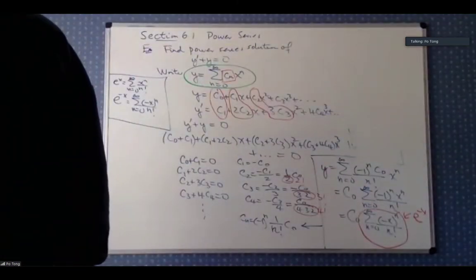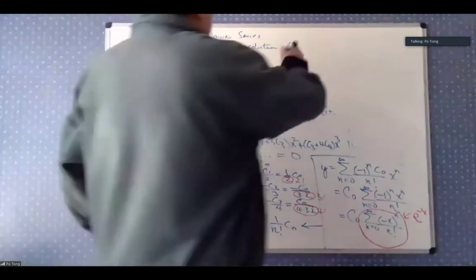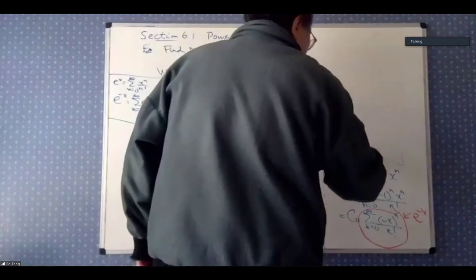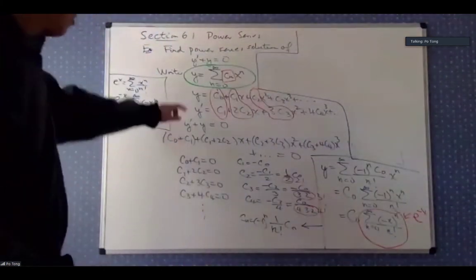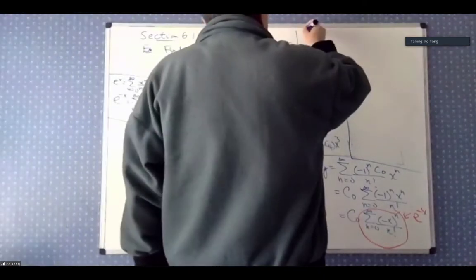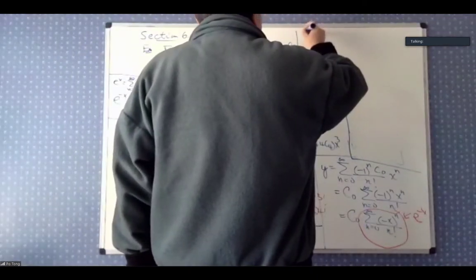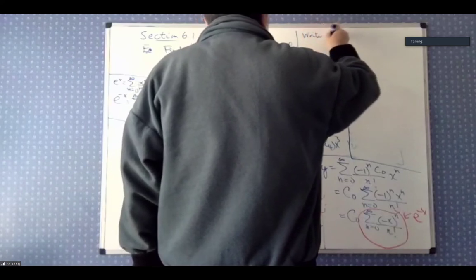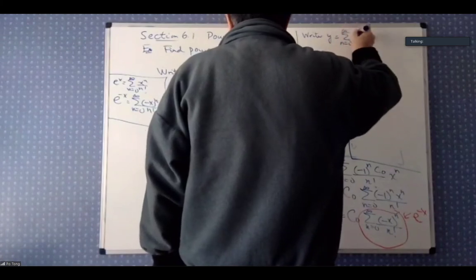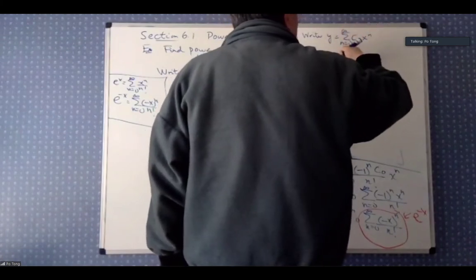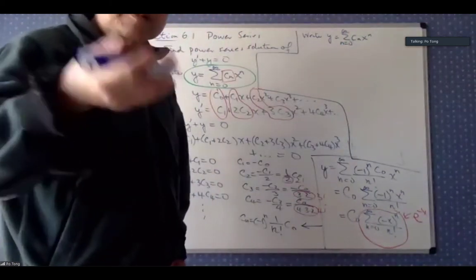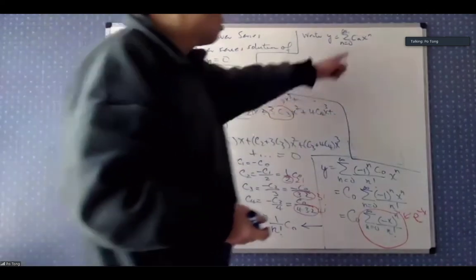I am going to try to do it over here, using all this remaining space, because I want to say this. So we want to solve this. So we write y equal to this. So this is really the solution. This is the solution that we are looking for, but we want to determine the Cn, the coefficients.